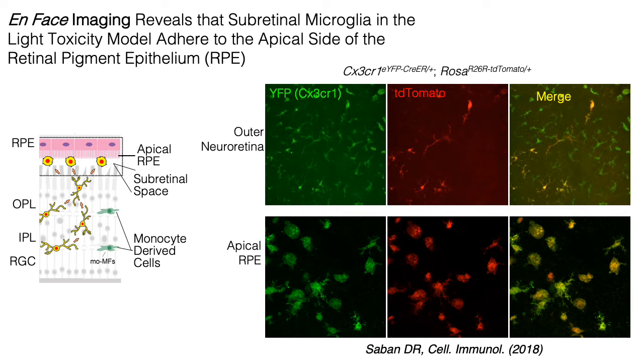Likewise, using the same model with the same lineage tracing technique, by looking at the apical RPE in mice that were exposed to light toxicity, those lineage traced microglia adhere to the apical RPE, and most of them are indeed lineage traced microglia. And this is in stark contrast to the outer retina, which are YFP positive but tomato negative, indicating that these are monocyte-derived recruits again.